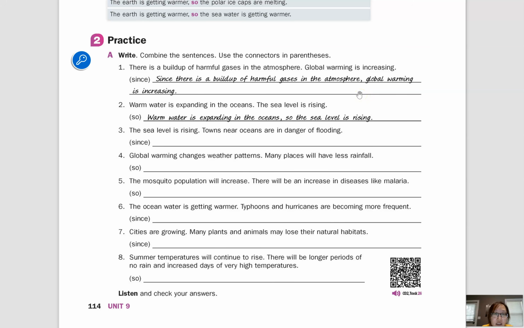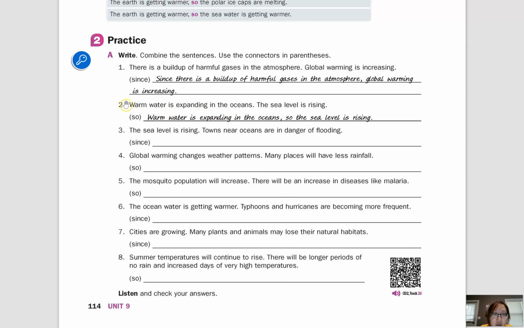Okay, now you might have noticed this already, but we can switch the sentences and use a results clause instead of a cause clause, but the meaning remains the same. So, for example, we can say, there is a buildup of harmful gases in the atmosphere, so global warming is increasing. So as you can see, we can do that for result clauses and cause clauses. We can switch them, switch the connector, and make the meaning the same, but you have to put the connector at the other part of the sentence. So you'll know what I mean.